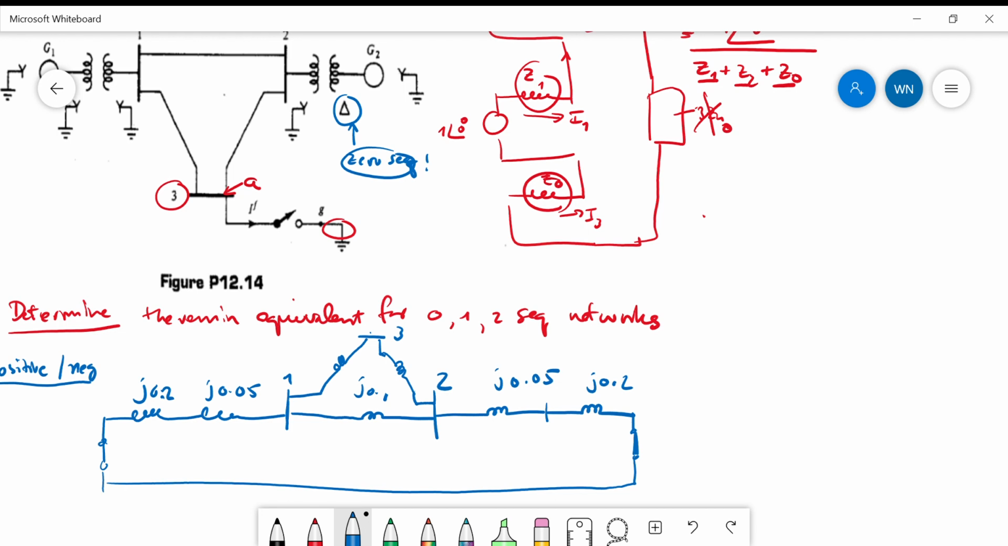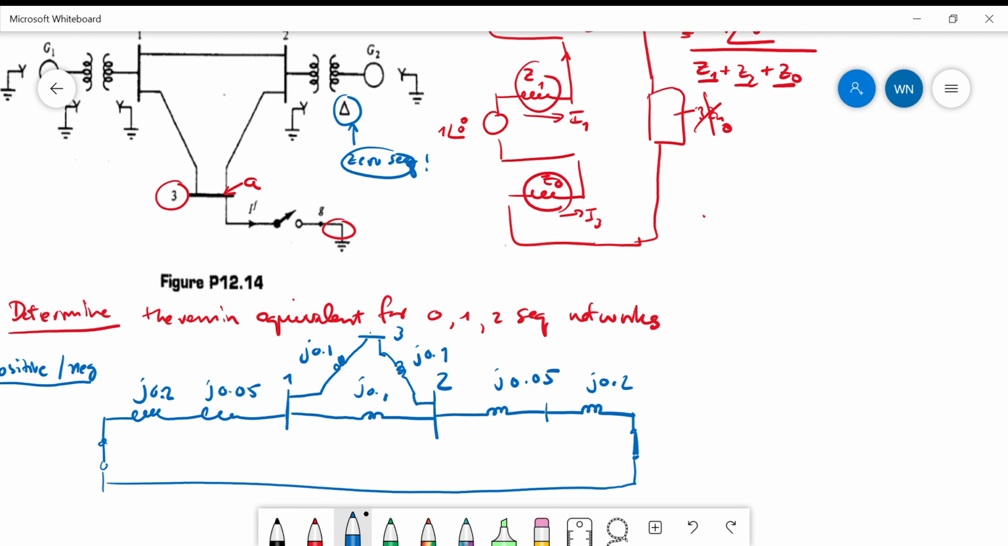Okay, in this case all the parameters are the same. This is 0.1 for these two, from 1 to 3 and from 2 to 3. What you need to do here, this is the complete picture, right? And then what you need to do is find the Thevenin equivalent at bus 3.